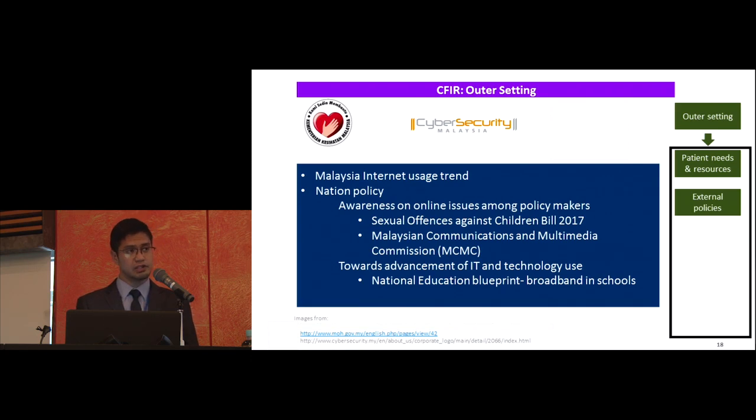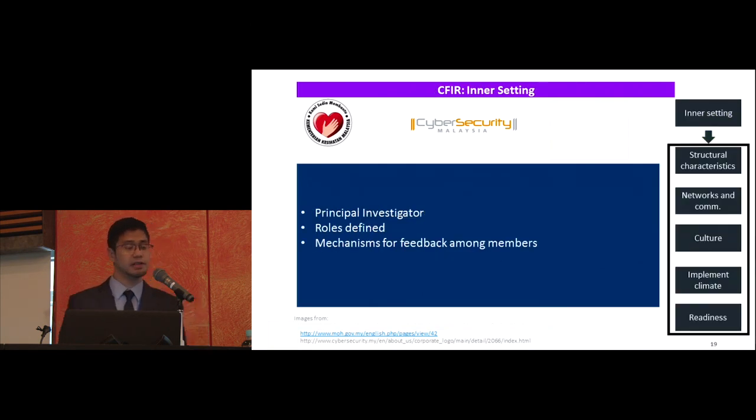So, in the Ministry of Education, there is a strong move towards advancement of IT and technology use in the education system, and it is explicitly mentioned in the National Education Blueprint of having broadband in schools. So, there's an increase of exposure, increased usage of the internet. The policymakers are aware of the challenges, and all this condition is definitely conducive enough for us to have studies that address the needs of parents on cyber parenting. So this kind of study, for my study, will have the potential to be pushed further for KT in this kind of environment.